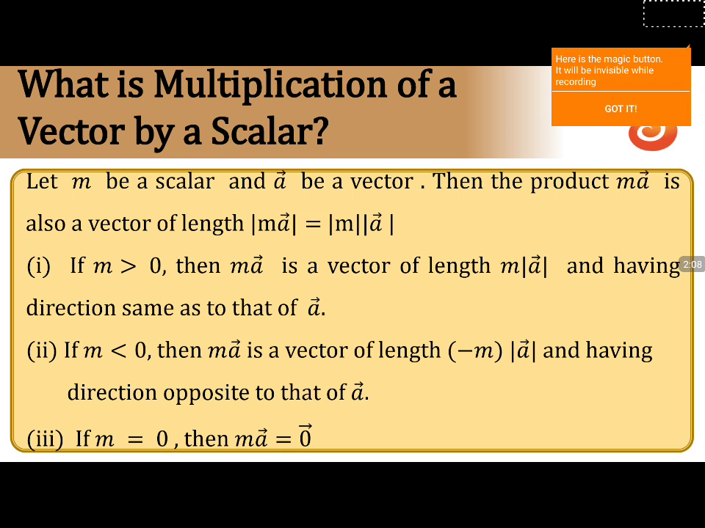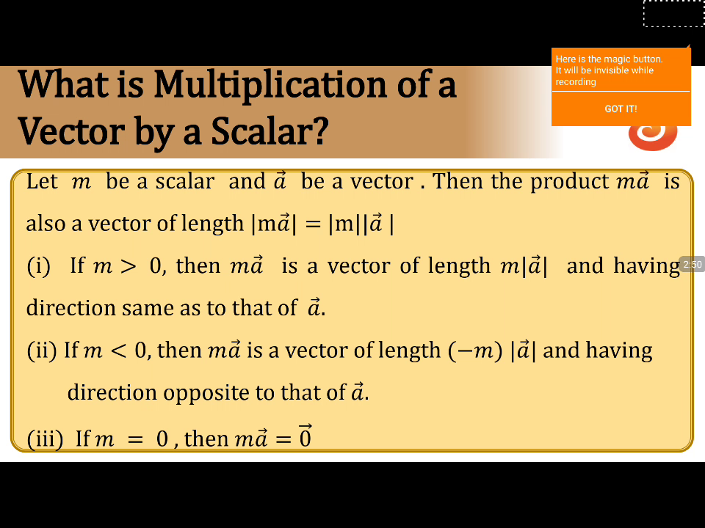The second one is when m is less than 0, say m is negative. When m is negative, and we take the product, m a vector is a vector of length minus m into magnitude of a. Minus m is a scalar and magnitude of a is also a numerical value, and the direction will be exactly opposite to that of a vector. This means m a vector and a vector will be opposite in their directions.